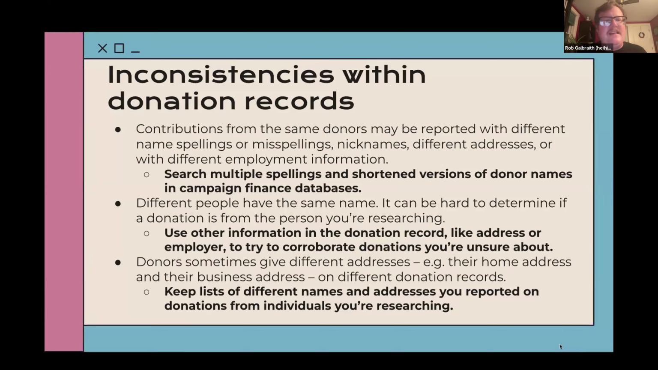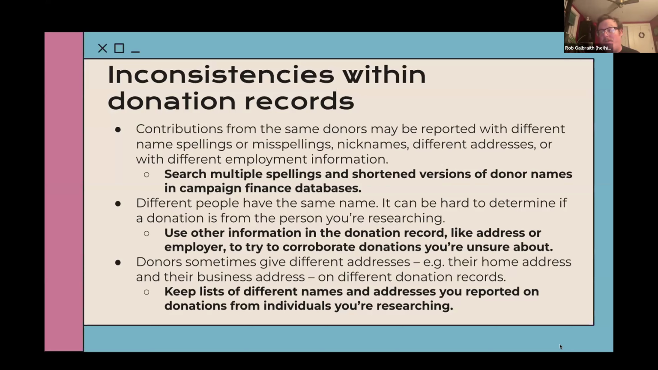And that goes right into the next thing. Donors sometimes give different addresses. So be keeping those lists. This can be really helpful. Frequently, donors will give money and list their business address, but they'll also give money at a different time and list their home address. By keeping those addresses associated with the names, however you like to keep notes or organize your research, that can really help capture donations that you may have missed.